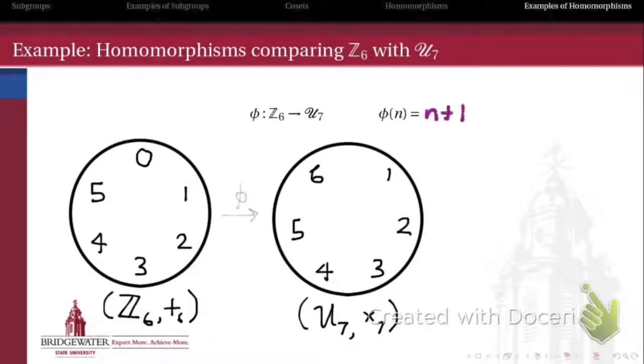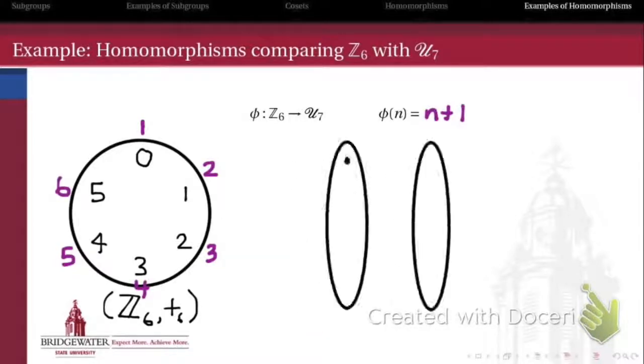So what might a homomorphism between these two groups look like? Well, sort of a naive answer might be, well, what if we just consider adding 1 to every element in Z6? Is this a homomorphism? Well, it's certainly a function from Z6 to U7. It takes 0 and sends it to 1, and 1 to 2, 2 to 3, and so forth. But is it a homomorphism?